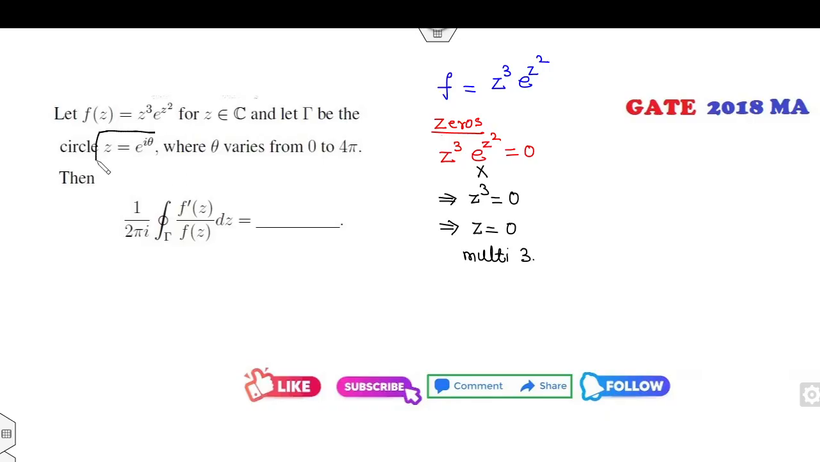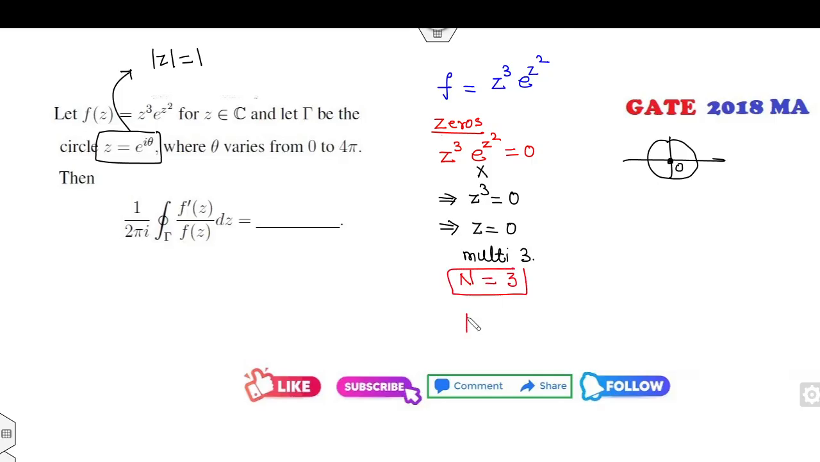What is the circle? You can see from this case, mod of z is 1. This is my curve and the 0 lies inside the circle. So the number of zeros is 3. Can you find the number of poles? Clearly there is no denominator part, so the pole count is 0. So the answer is n minus p, which is equal to 3.